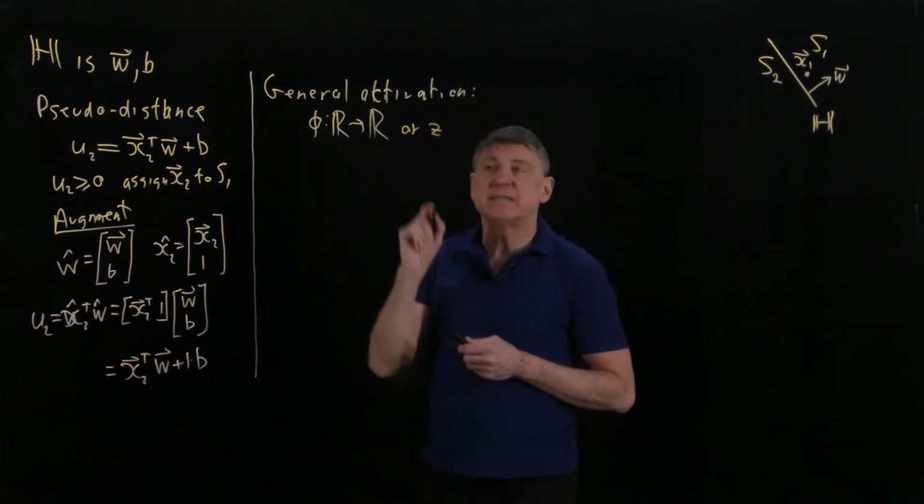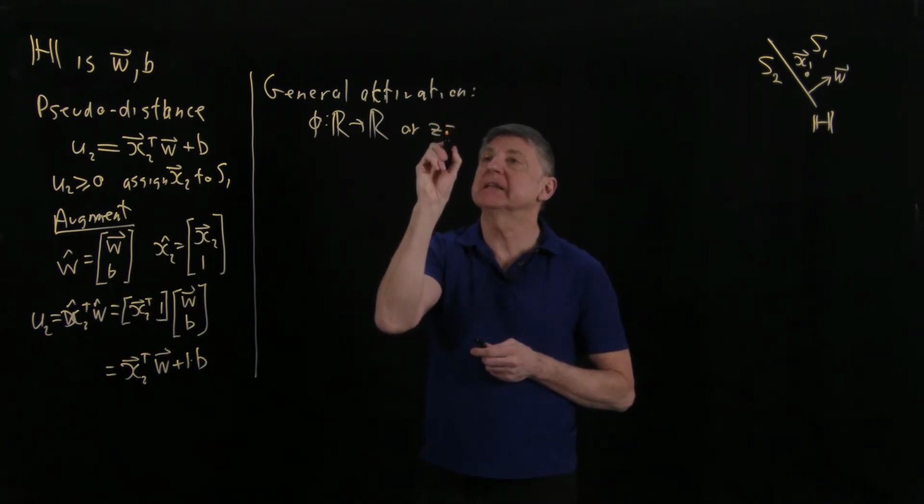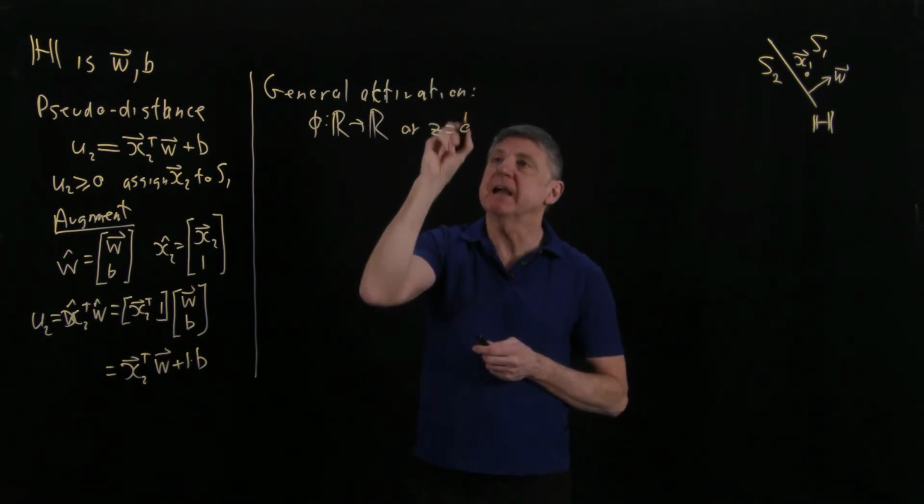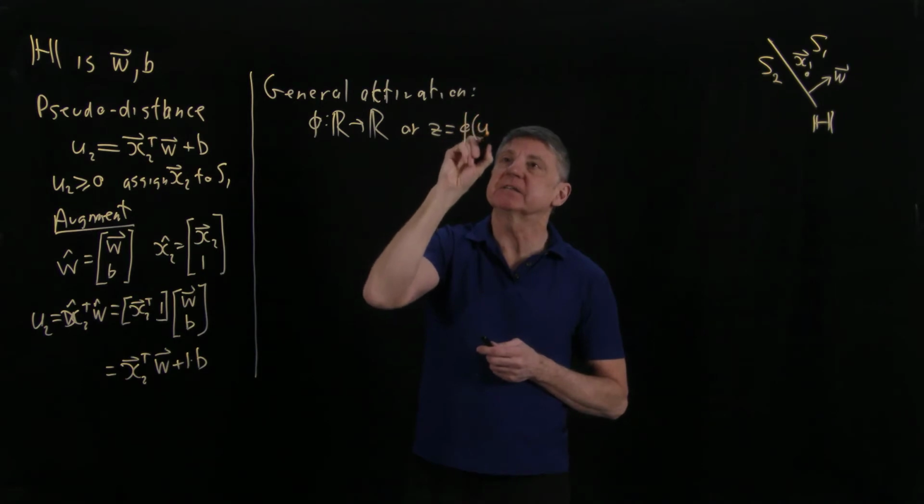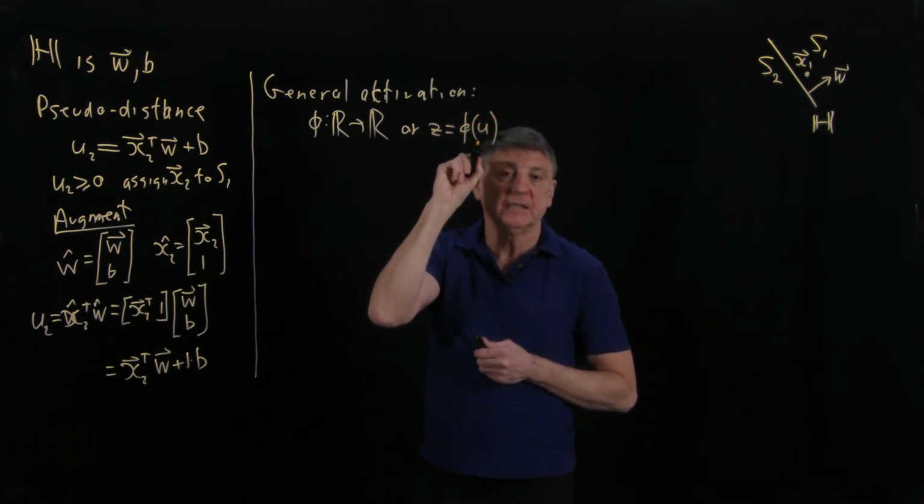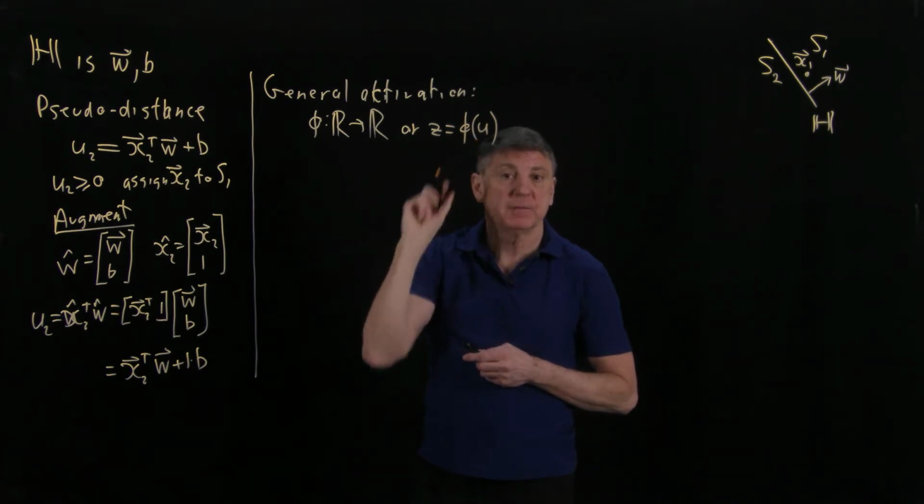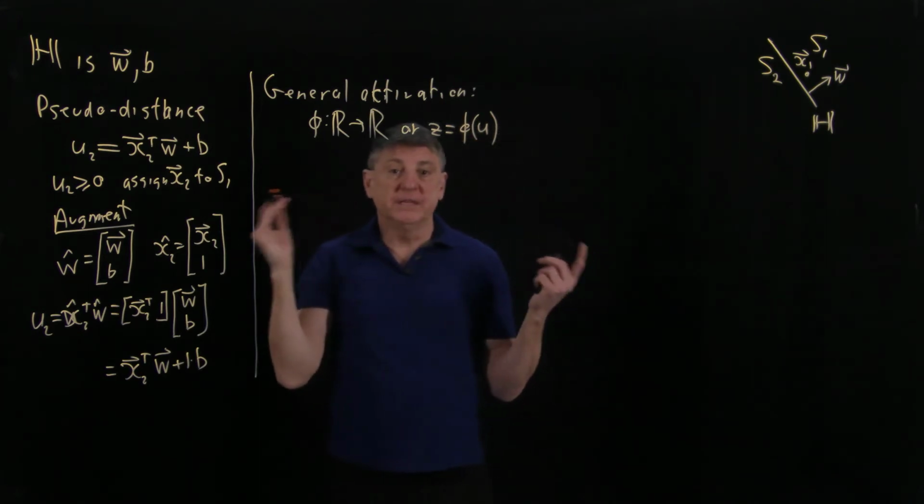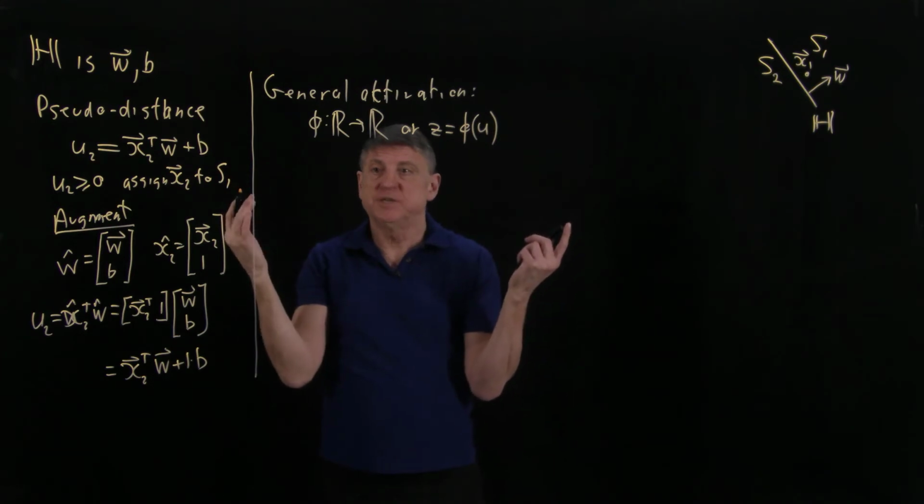what it's doing is giving us a score. So we can say that the activation function is giving us a score, and in particular, the score that we're interested in is the score of the linear sum. So this is how we do it in general.